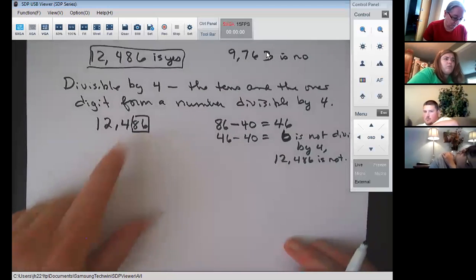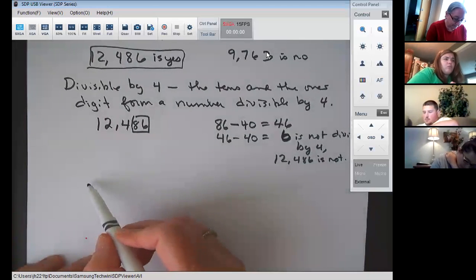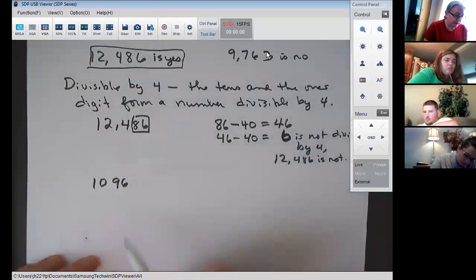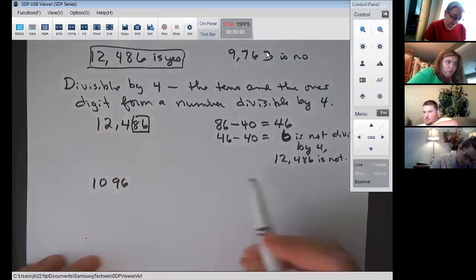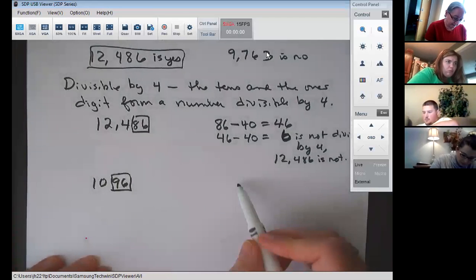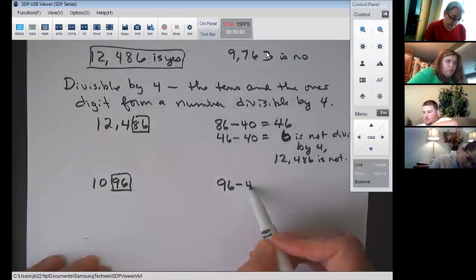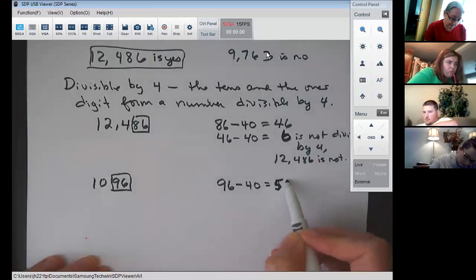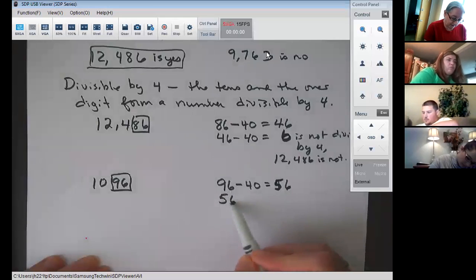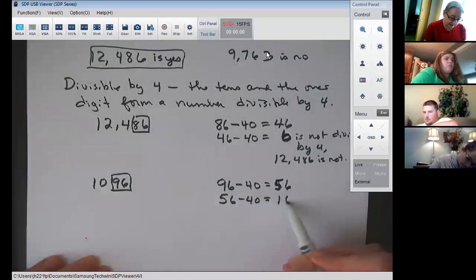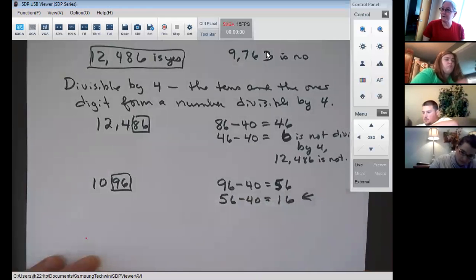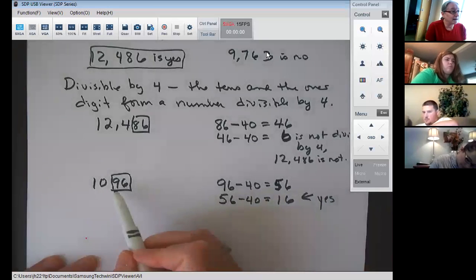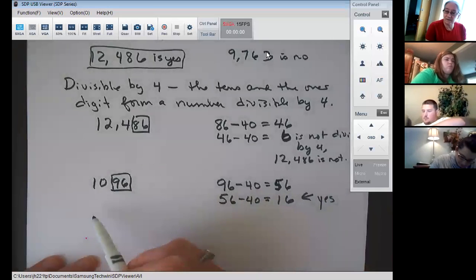Well, let's try a different one. What if I had 1,096? Is that divisible by 4? Well, let's take the 96 and do our little trick. So if we take 40, that takes us down to 56, sorry. And that's still too big, so I'm going to take 56 and take 40 from that. That's going to give me 16. And 16 is one of the ones I know, because 4 times 4 is 16, so this is yes. So that means 1,096 is divisible by 4.